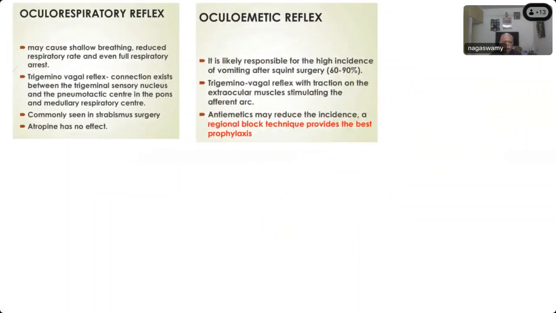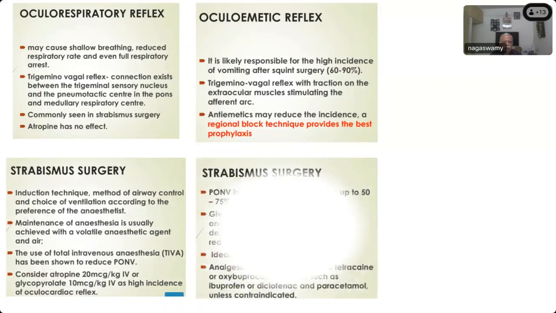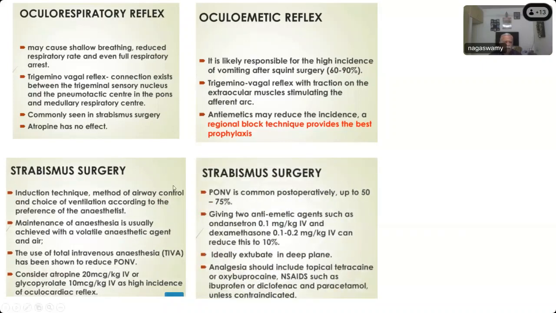And the oculo-respiratory reflex is shallow breathing, which sometimes goes to full respiratory arrest also. So again, this is another trigeminal-vagal reflex, but this is only if you allow the patient to breathe spontaneously. If you control the ventilation, this does not become of any importance. And the induction technique and method of airway control are all the preference of the anesthetist.